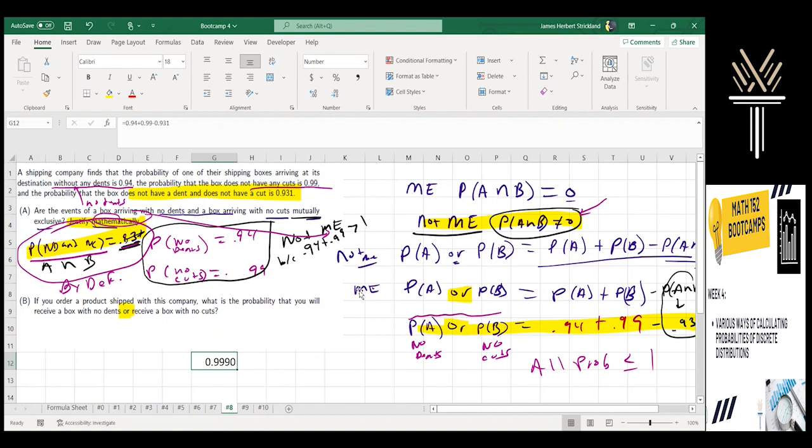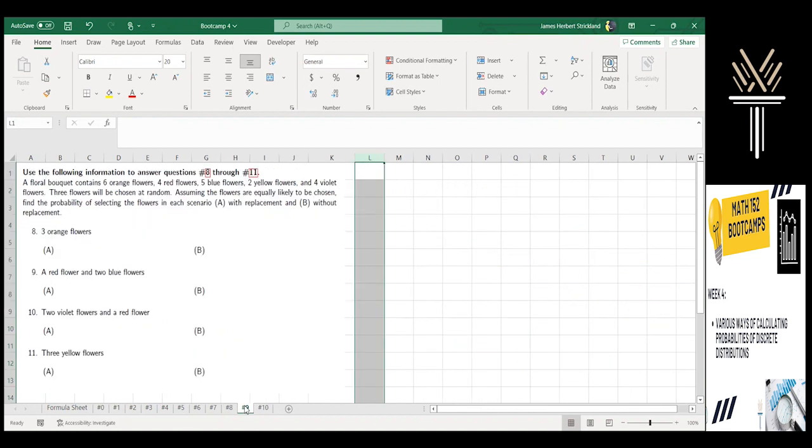Not my experience, but that's what they're saying the probability is. Must be a really good company. My Amazon boxes are always messed up. Okay.